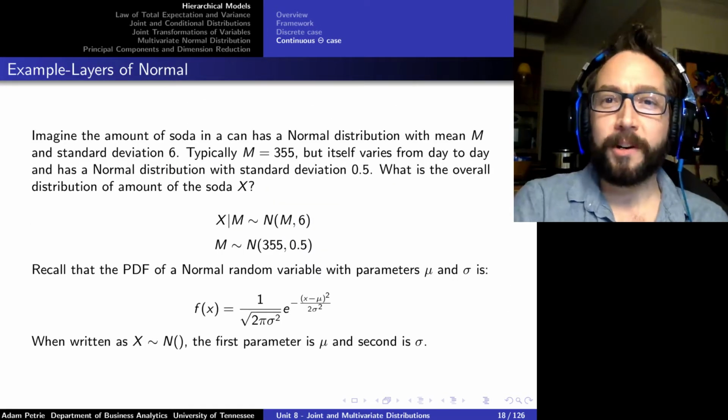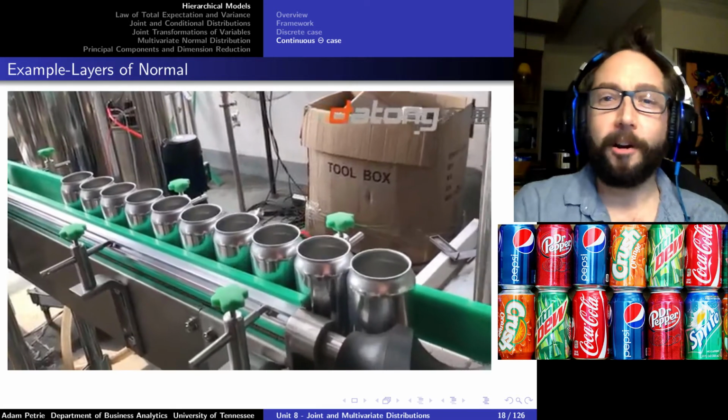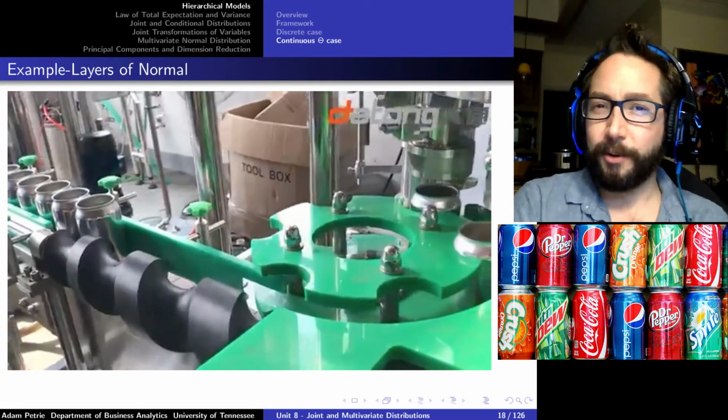So let's see how this works. Let's imagine the following hierarchy. Let's imagine that we're working for Coke, or we're working for Pepsi, or maybe RC Cola, and we're interested in modeling the amount of soda that's actually going into the soda cans.